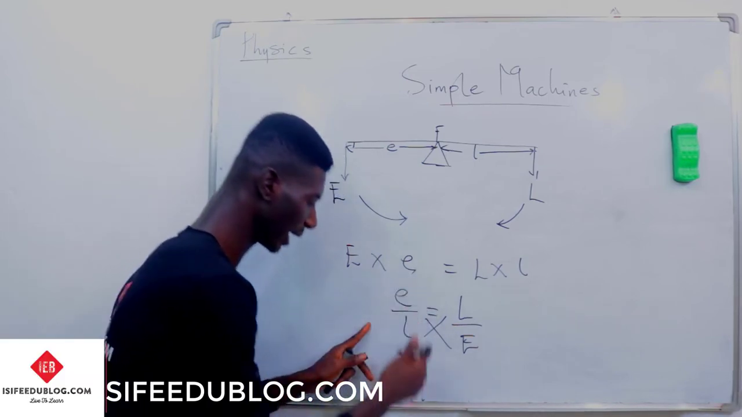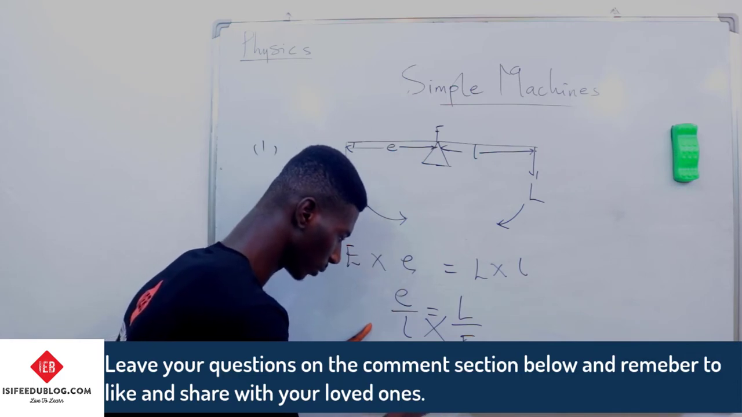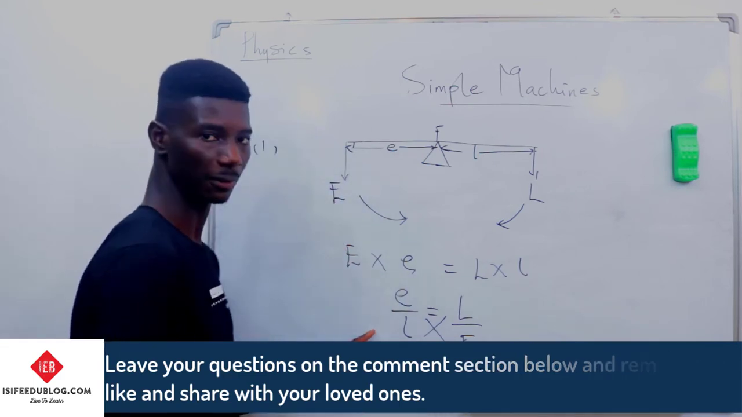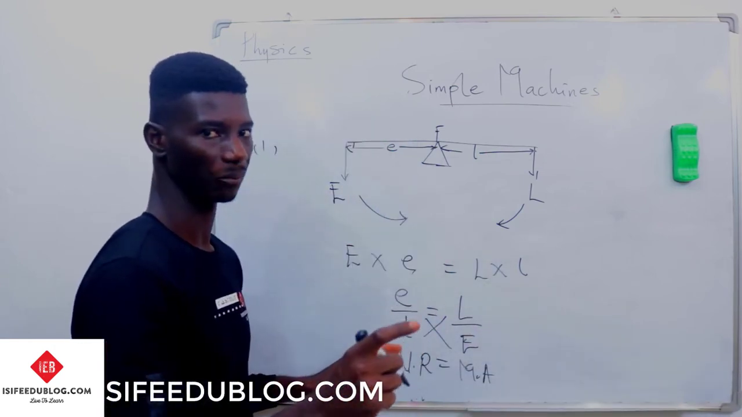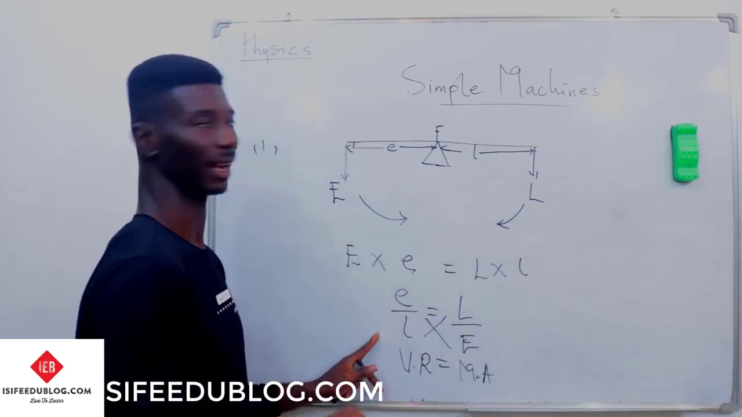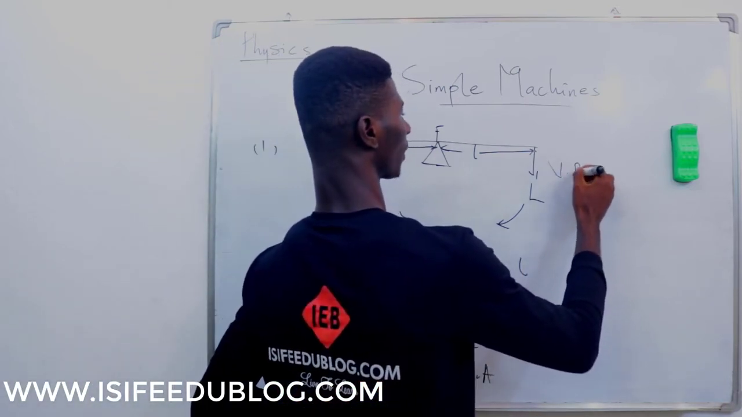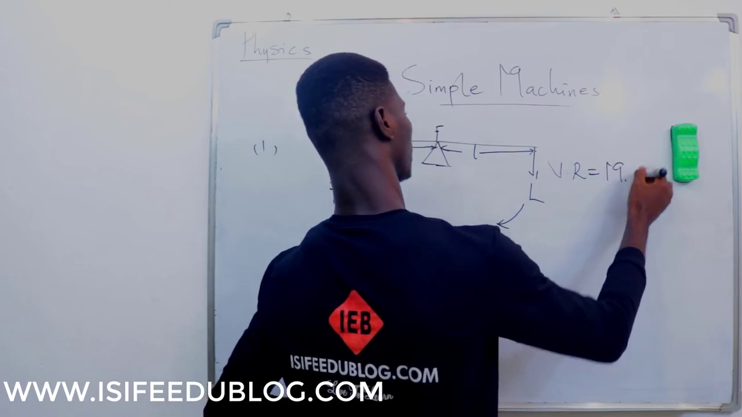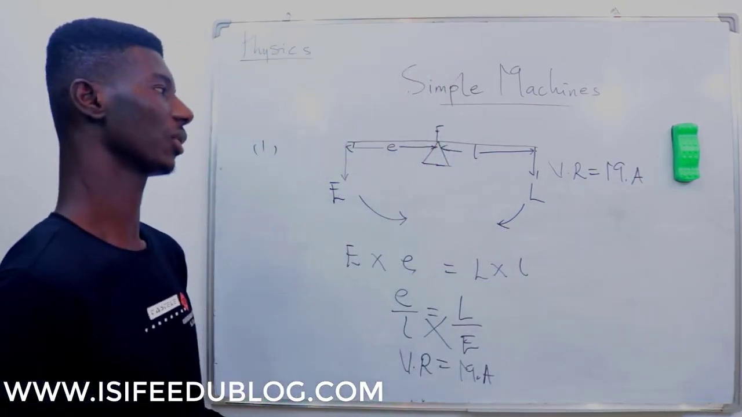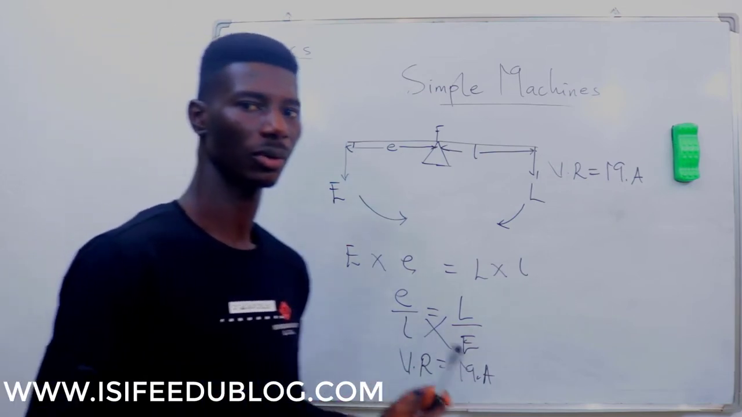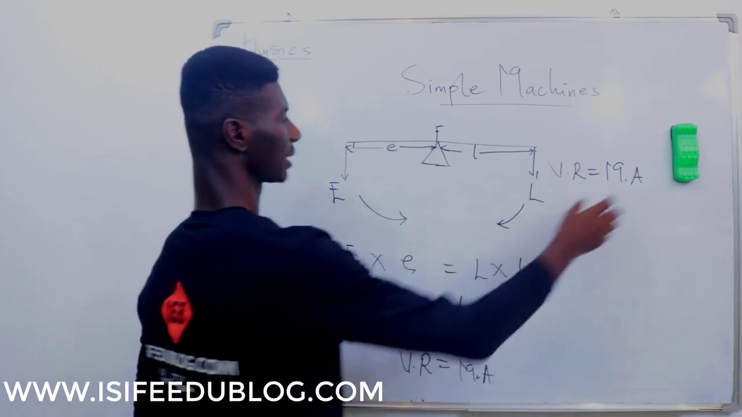Now, what are you seeing? Distance moved by effort over distance moved by load is called velocity ratio. Load over effort is called mechanical advantage. So in first class lever, as you can see, the velocity ratio is equal to the mechanical advantage. The velocity ratio is equal to the mechanical what? Advantage. Now, let's look at the second class.